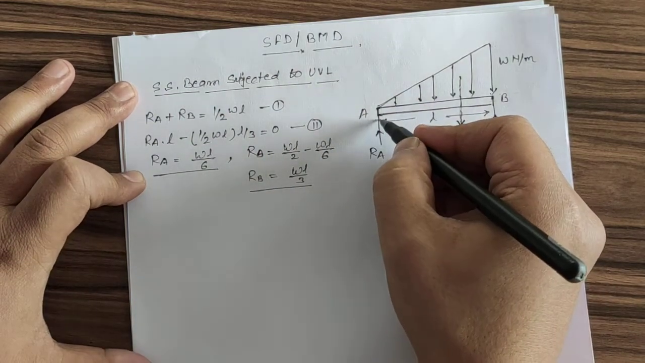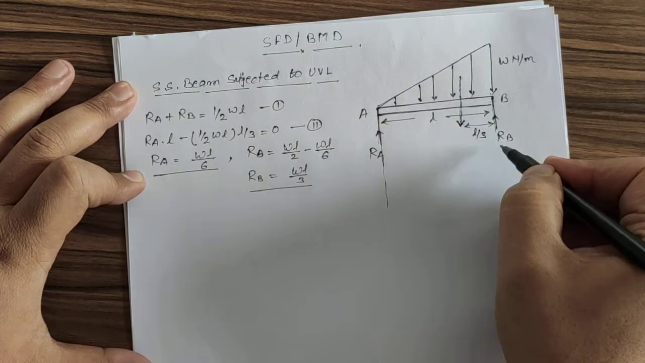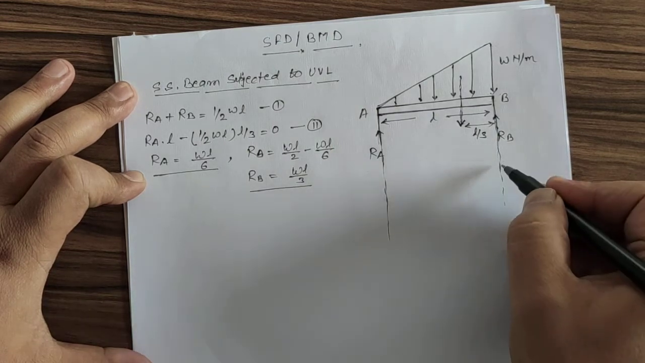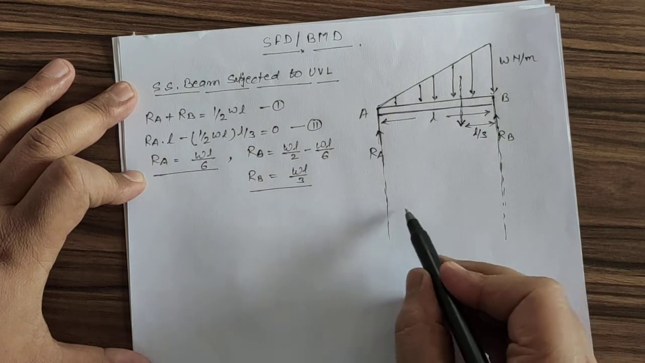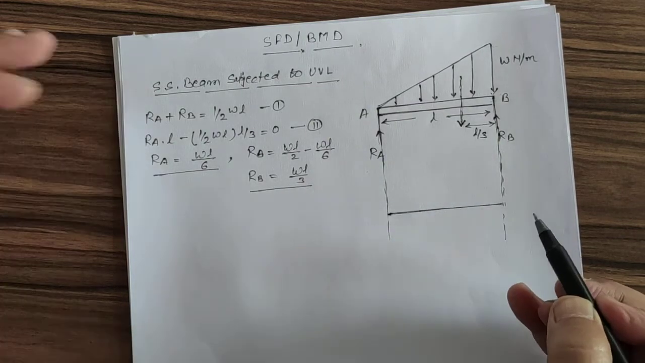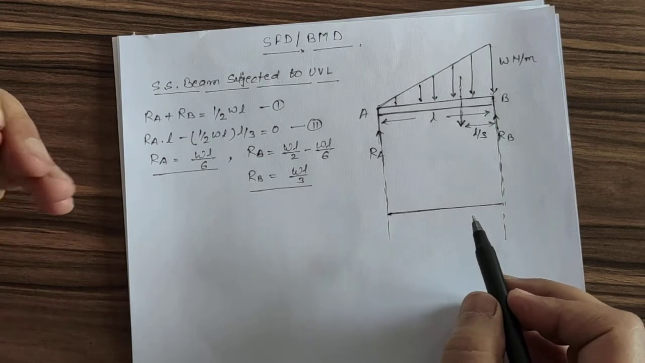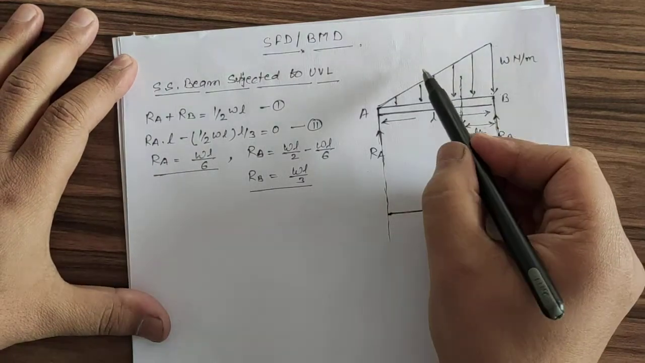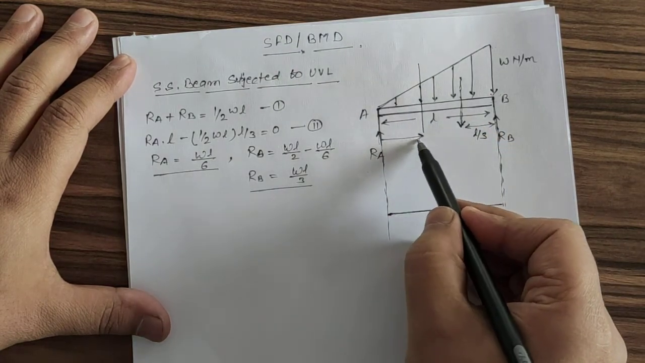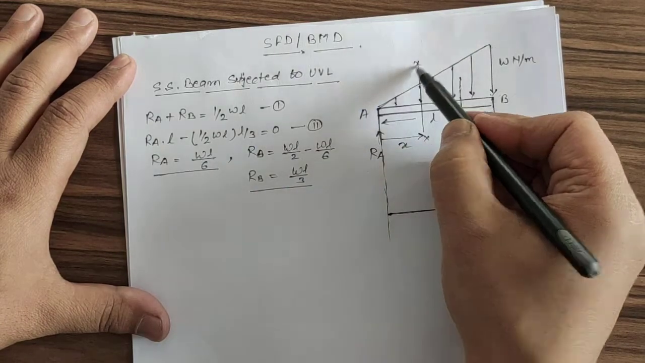Now we will draw the shear force and bending moment diagram for the case of a simply supported beam subjected to a uniformly varying load. Okay. So we have drawn a line for the center for the shear force diagram. Now we will choose a section. Let us say we have taken this one. And the location of the section is x from A, and this is section x.